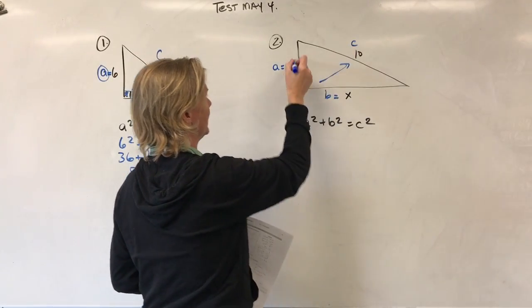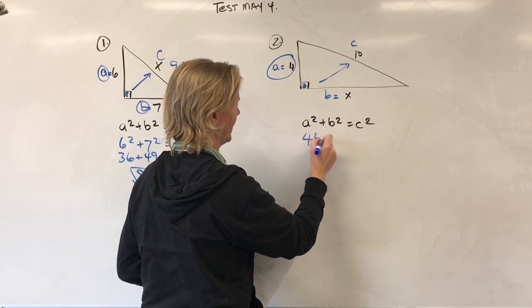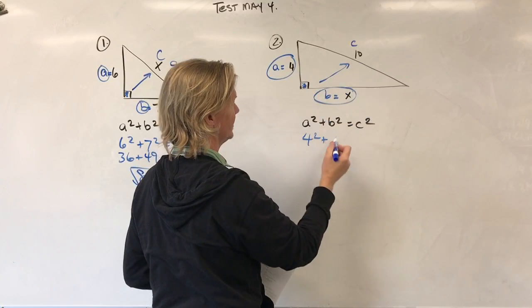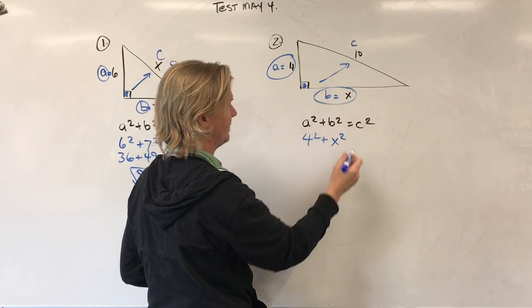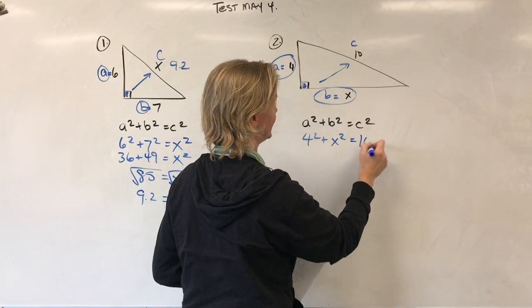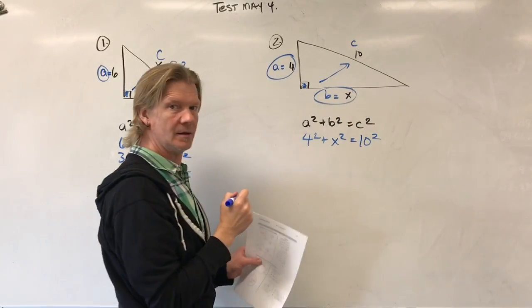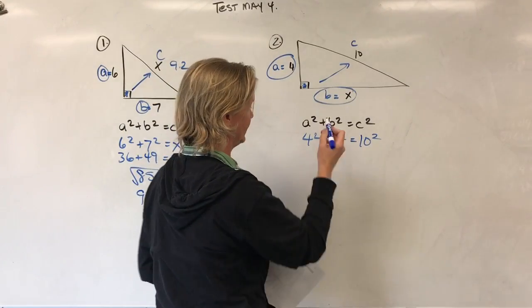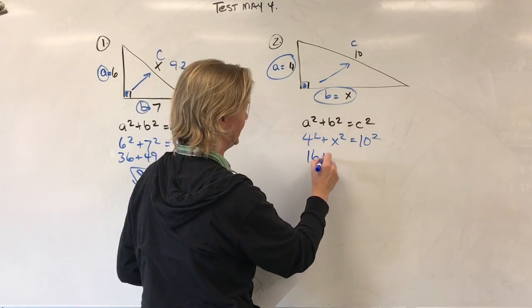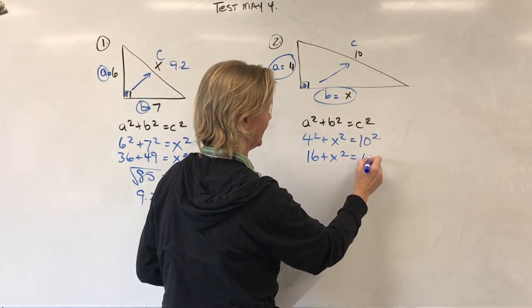So substitute those in. A is 4, so 4 squared plus b squared, so I can leave it as b squared or I can change it to x squared. It doesn't matter, right? They're the same. Equals c squared. And c this time is 10. Okay? So, a little bit different, same formula, but we're substituting a different way. So, let's work this out. This is 16 plus x squared, and 10 times 10 is 100.